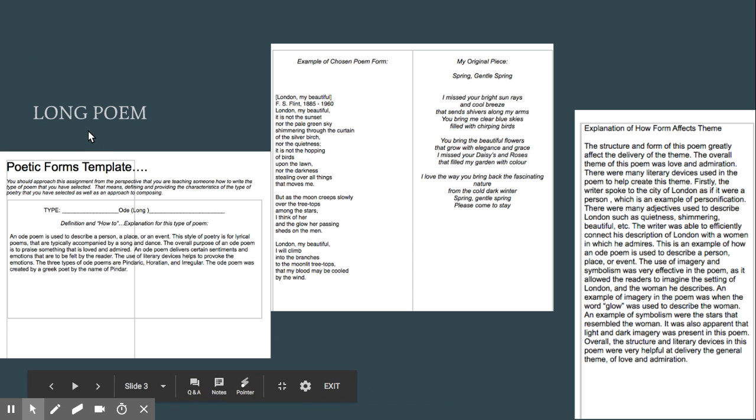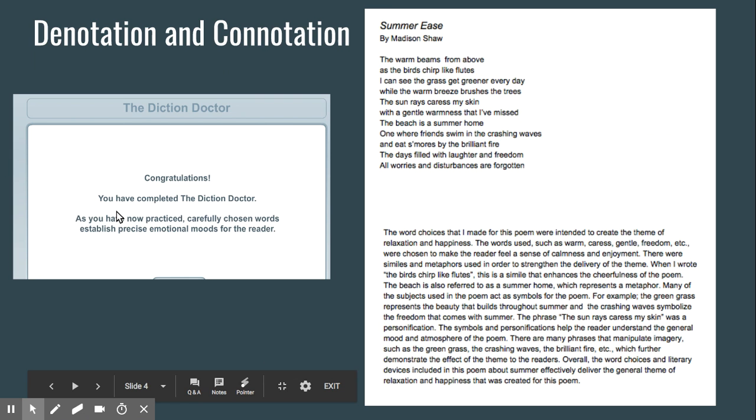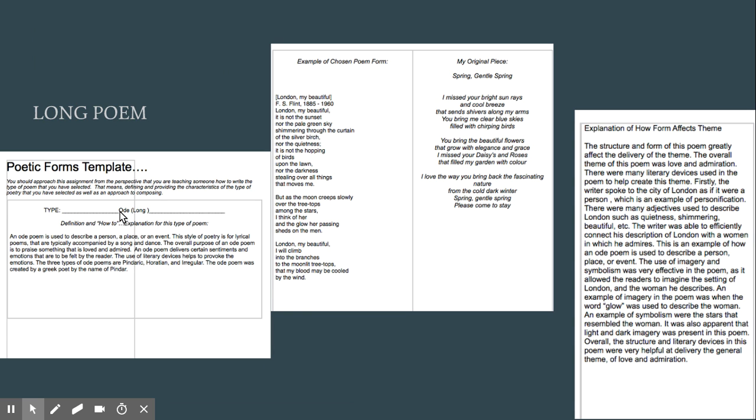The next one was for the long poem. For the long poem, I used an ode. An ode poem is typically used to describe a person, a place, or an event. This style of poetry is for lyrical poems that are typically accompanied by a song and dance. These poems are used to deliver a certain type of emotion, and normally it's to express someone's love and admiration for someone or something.